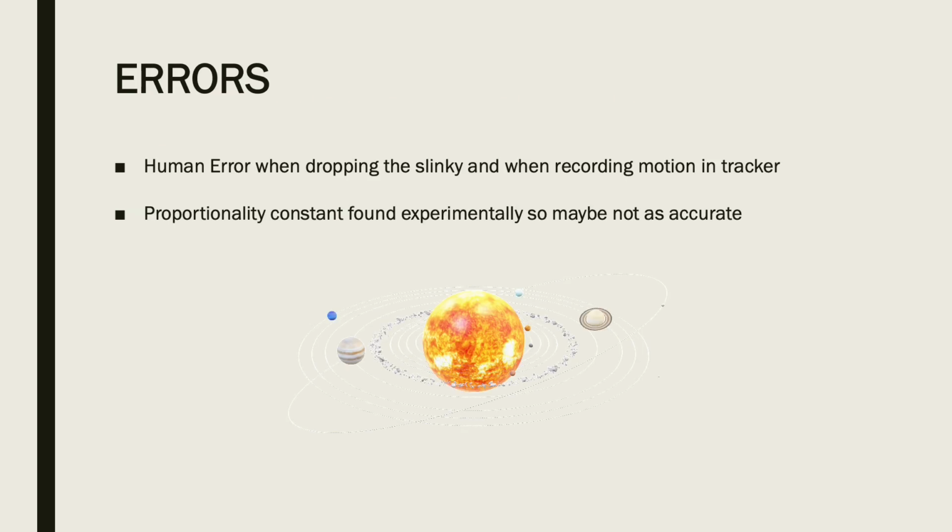We cannot do conclusion and discussion without first talking about errors. One possible thing is human error when dropping the slinky and recording the motion in Tracker. Another source of error is that the proportionality constant was found experimentally, so maybe it is not as accurate.